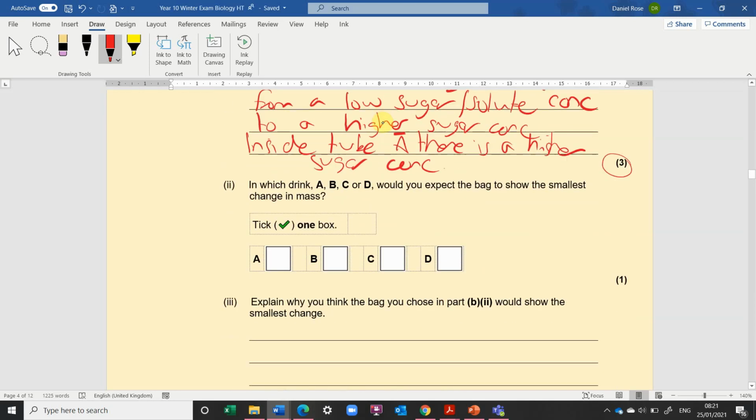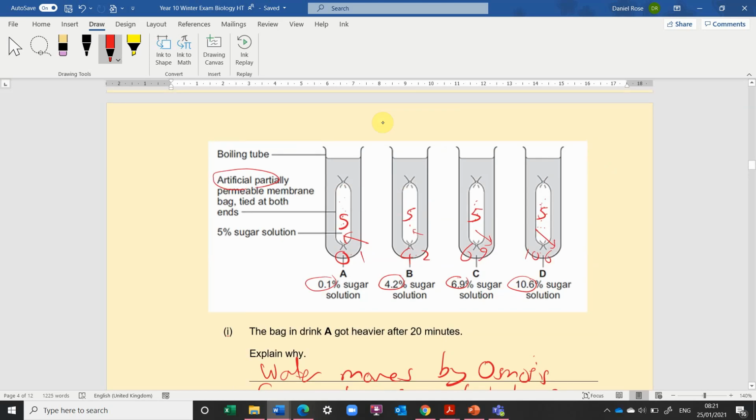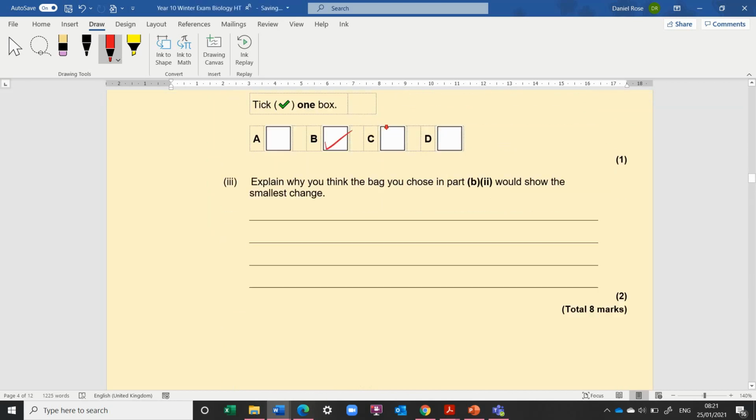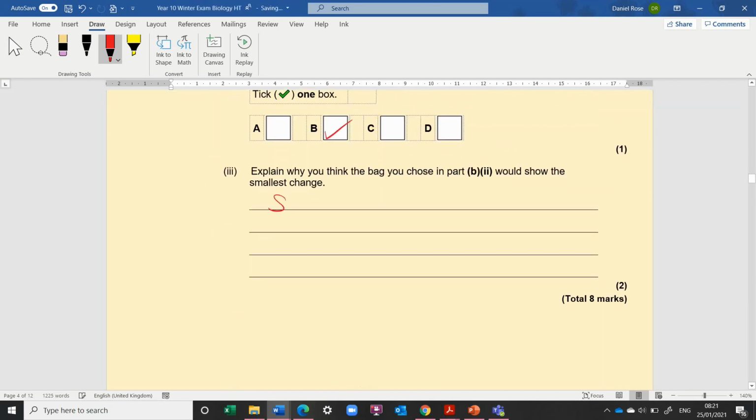It then says, in which drink A, B, C or D would you expect the bag to show the smallest change in mass? Let's have a little look then. Well, we've kind of indicated that A is quite a big difference and D is quite a big difference. B has got the smallest difference, so water's going to move very little across there. It's going to be a small change. So it's going to be B, and it's the smallest difference in sugar concentration.